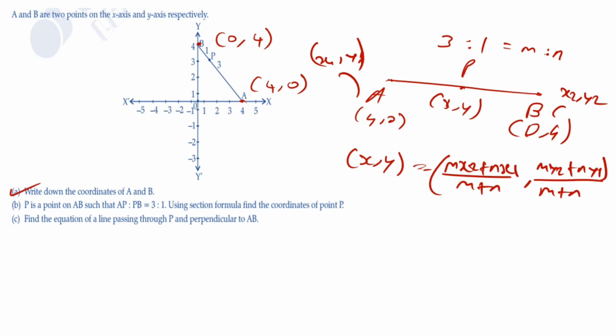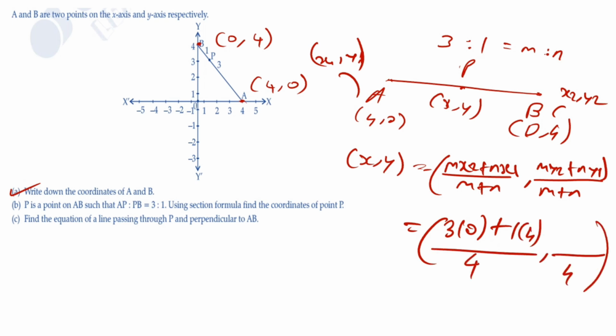So x will be equal to mx2, so 3 into 0, since x2 is 0, plus 1 into 4, upon m plus n, which is 3 plus 1, 4. Same here for y, 3 plus 1, 4. my2 is 3 into 4, 12, plus ny1, 1 into 0, 0. So the answer will be 3 into 0 is 0, plus 4, 4 by 4 is 1, and 12 by 4 is 3. So (1, 3) is the value of point P.